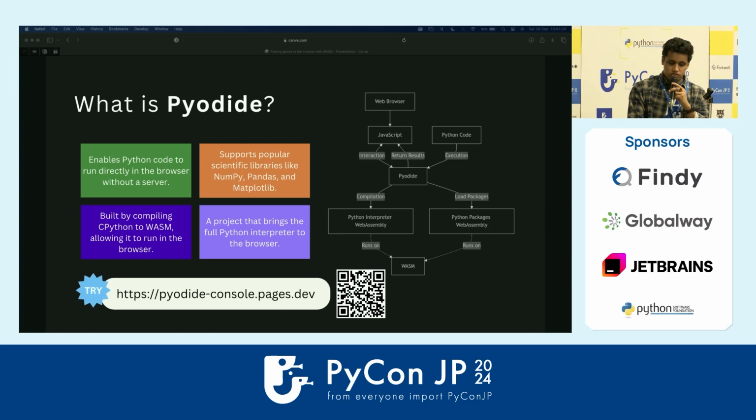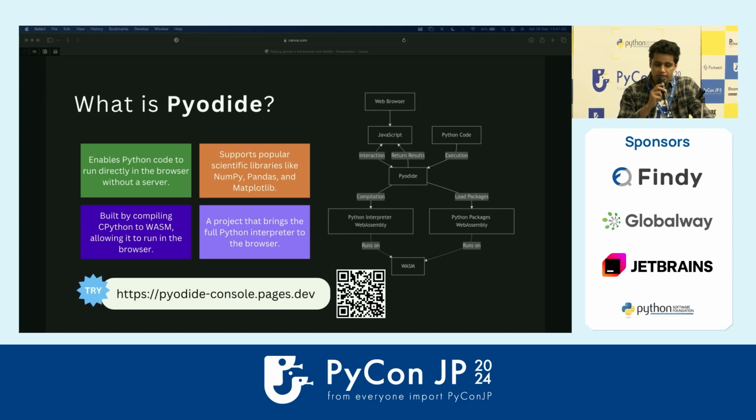So the first question is, what exactly is it and how does it work? The main characteristics of Pyodide are, first, it allows Python code to run directly in your browser without a server. You don't need a server to run all those things. And it supports all the major scientific libraries already. So if you're already working with NumPy, Pandas, you can directly use them. It's built by compiling CPython to WebAssembly, and it brings the Python interpreter to the browsers.